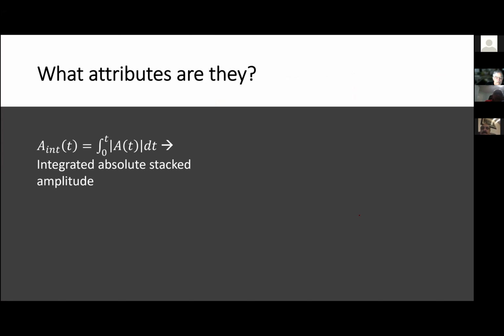So AINTT is simply the integrated stacked amplitude. At any sample t, you take the stack amplitude, take its absolute value and integrate it. And that is my AINTT. And EINTT is the second attribute, which is the same thing, but the integral of another attribute called E of t. And how do I calculate E of t?